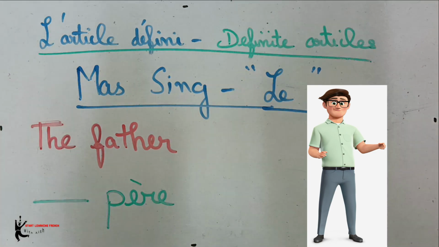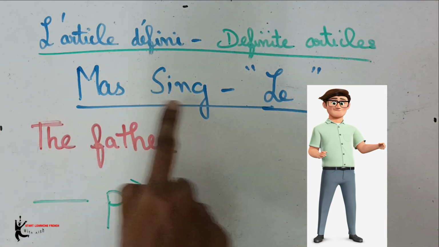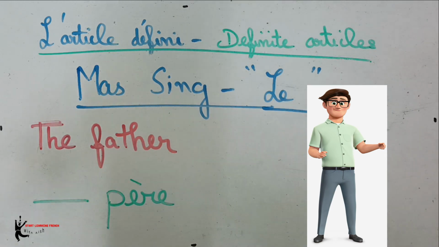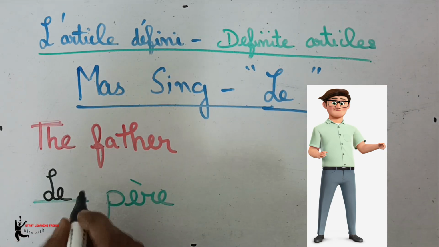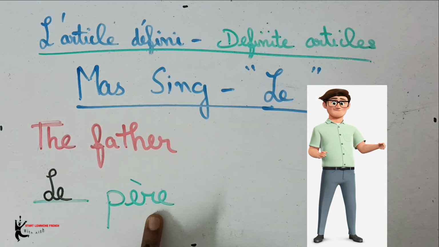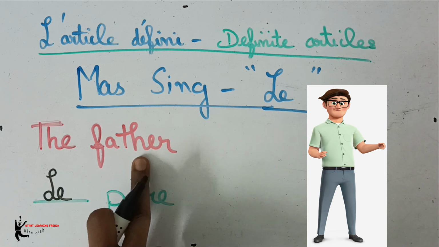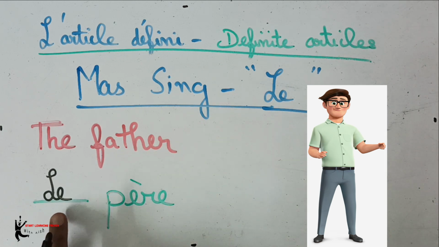So for the definite article for masculine singular, what will you use? Yes, le. So le père. It's clear? Le père means the father. Because father is masculine singular, the definite article for masculine singular is le. So le père.